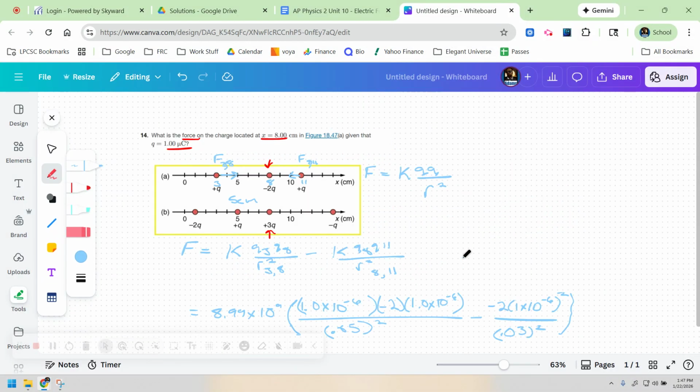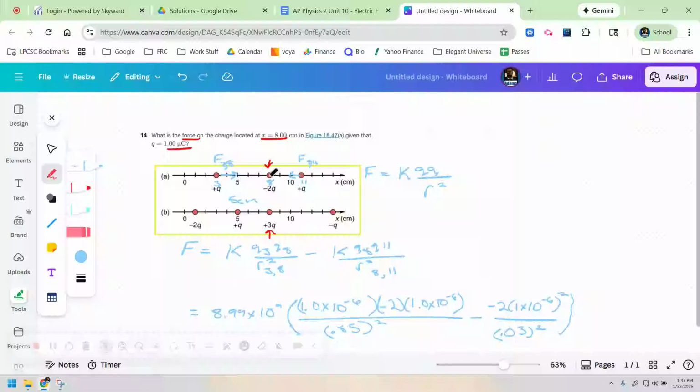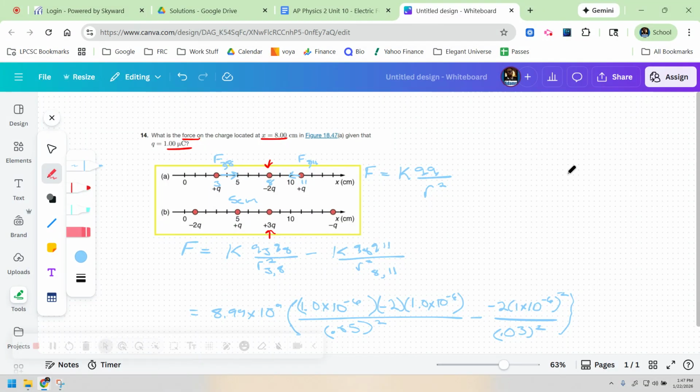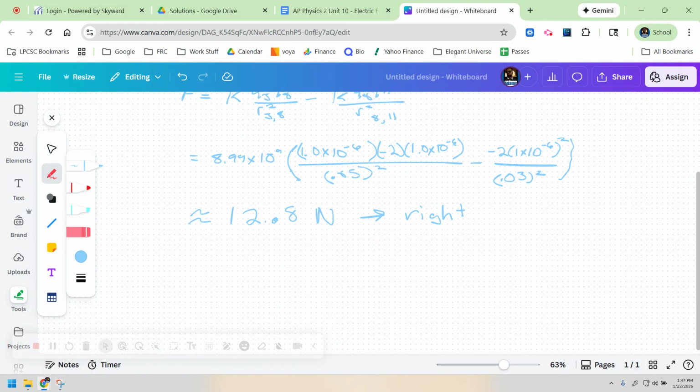And so let me explain why that is. These are equal charges, but because this one is further away, it has less of an impact on it. So whatever this charge is, the overall net force is going to be a positive 12.4 in the positive direction, which would be to the right. How do you guys feel about that one? A lot easier? Okay.